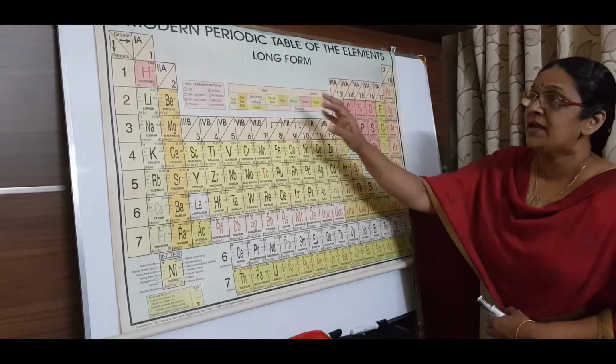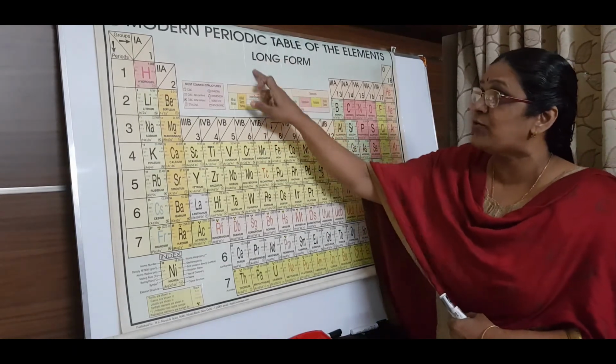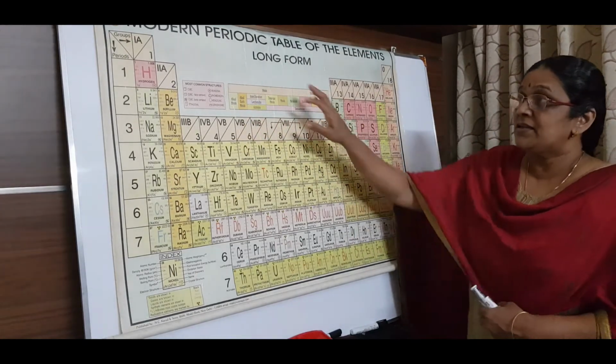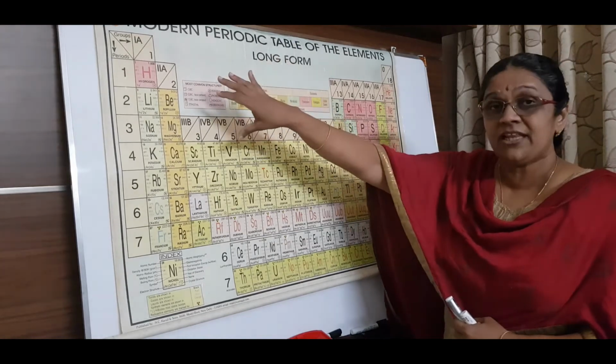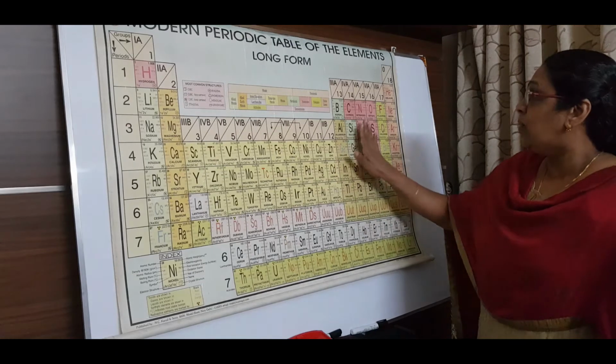But actually speaking, if you buy a periodic table now, the hydrogen will be somewhere here, neither in the first group nor in the 17th group. It is just in the middle, because it can either be in the first group or in the 17th group. Now then come the metalloids.